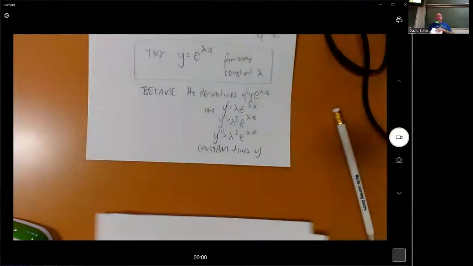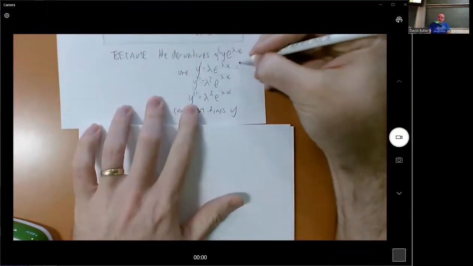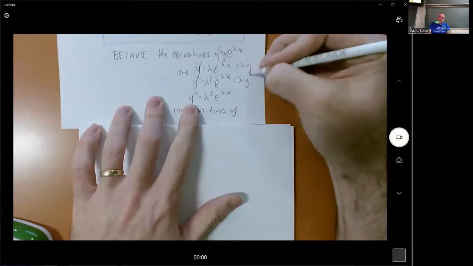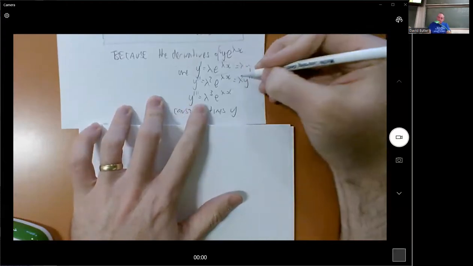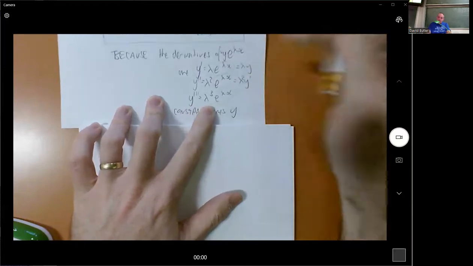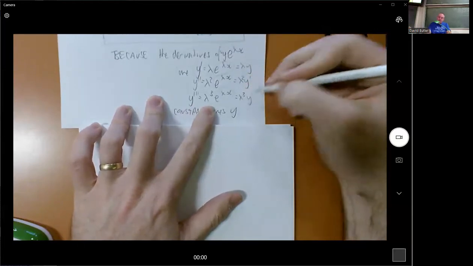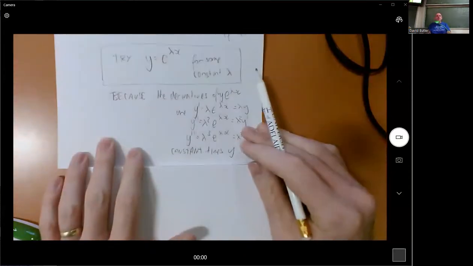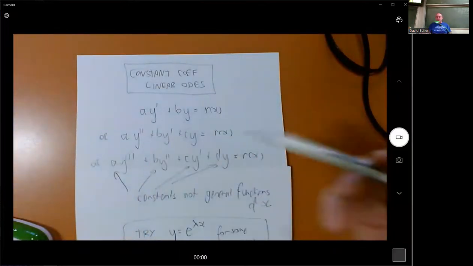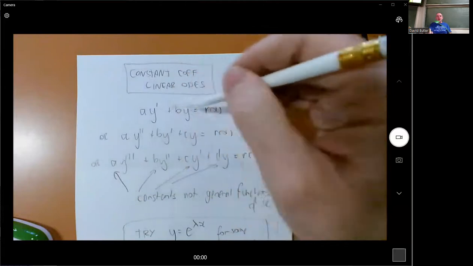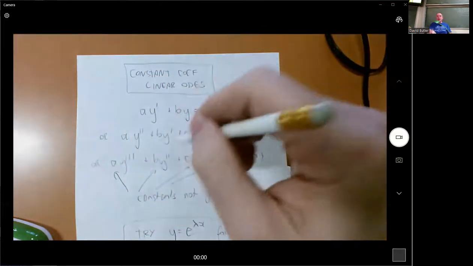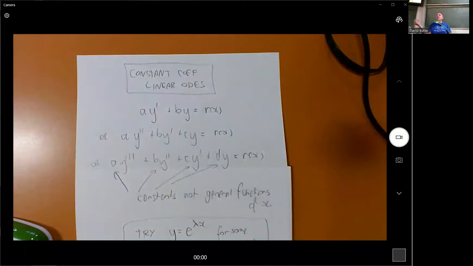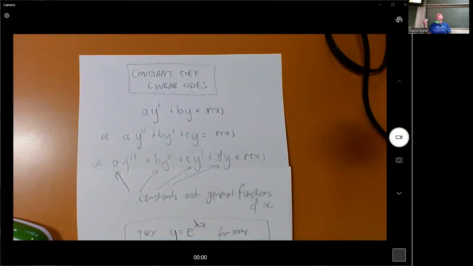Okay, and so when you do that and you sub it in, this is lambda times y, this is lambda squared times y, and this is lambda cubed times y, and so on. So that means that if you do try y equals e to the lambda x, then you can sub in a lambda times y here, and a lambda squared times y, and a lambda times y, and then it's all in terms of y, and you'll be able to answer the question.